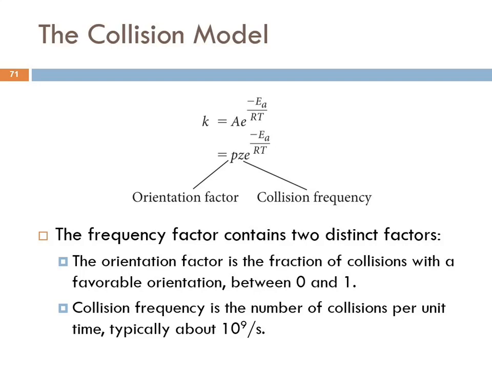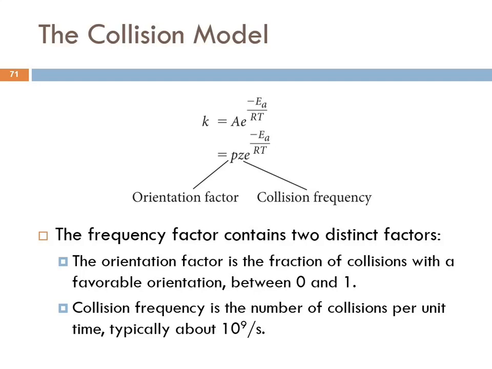So in that frequency factor are two factors. There's this orientation factor P and the collision factor Z, and then here we have the exponential factor. So the orientation factor is the fraction of collisions with a favorable orientation. It's usually between 0 and 1. And the collision frequency is the number of collisions per unit time. This is usually on the order of 10 to the 9th per second for a gas phase reaction.